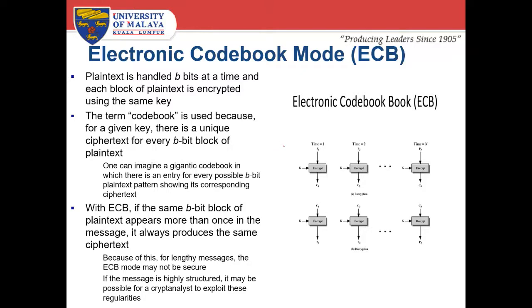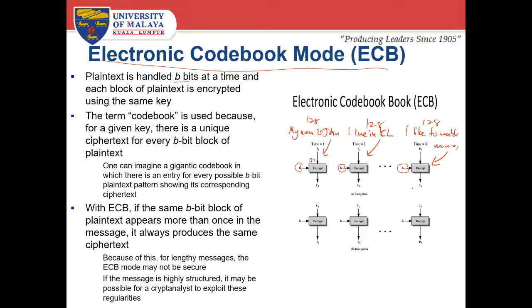The first, basic one is the Electronic Codebook mode, ECB. Plaintext is handled b bits at a time, and each block of plaintext is encrypted using the same key. So you use one key for all blocks. If this is DES or AES, it will go into normal DES or AES operation, and we get ciphertext. This one is "my name is John," one block. "I live in KL," one block. "I like to watch movies," another block. Let's say each is 128 bits, and so on. It will process all of these according to the block.